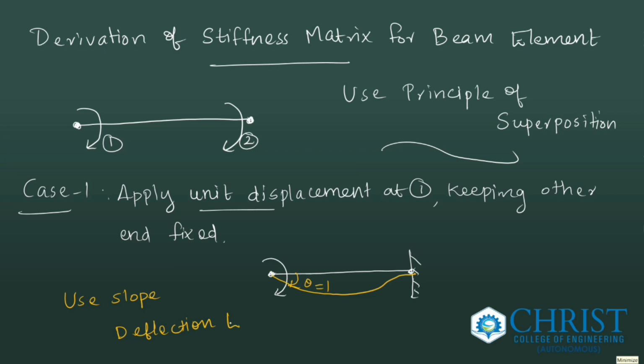Now we have to find the moment value at point 1 and point 2. So we are using the slope deflection equation, for point A and point B. We have to find the slope deflection equation and find the values of moment. That moment is nothing but the force, and that force is produced due to unit displacement. That is a unit slope, theta equal to 1, produces two moments, and those moment values are MAB and MBA. We are calculating MAB using the slope deflection equation.